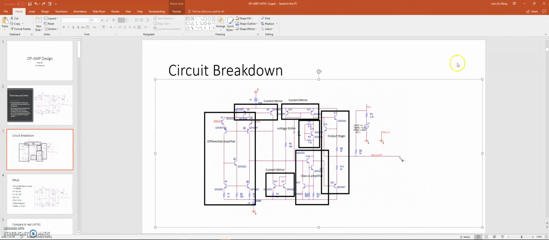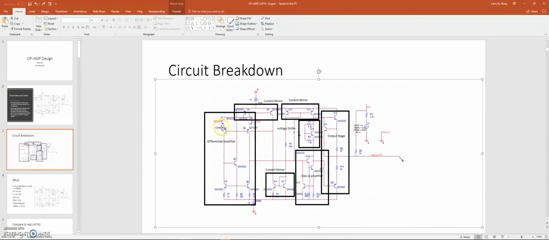So here's the circuit breakdown. I'll go into the detail part later. Right now I'm going to give you an overview. First, we have a voltage current reference in the center. You can see there are several current mirrors built around this current reference, and these current mirrors are going to supply the current to different components based on this reference current in the center.